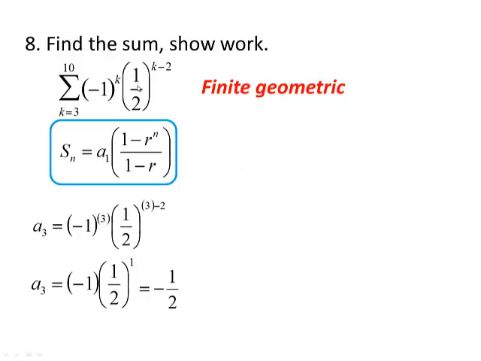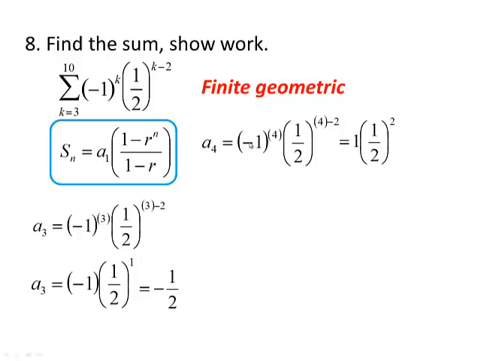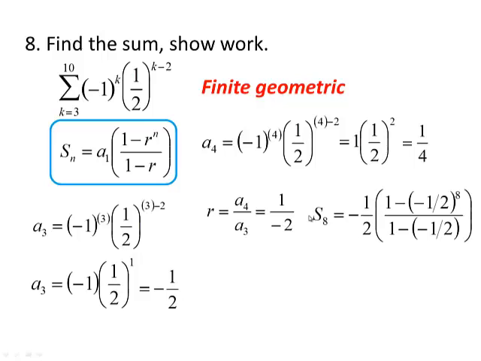Now we need to find r. We don't know what r is. r would have been the base, but let's see here. We're going to put in our next term, 4. We know we can find r by dividing a4 divided by a3, so that's why I'm finding the next term. I'm going to put 4 where the k's are, and we get negative 1 to the 4th power, which is positive 1. 4 minus 2 is 2, and then 1 times 1/2 squared is 1/4. Now the common ratio is the 4th term divided by the 3rd term. 1/4 divided by negative 1/2 is negative 1/2, and we're good to go.